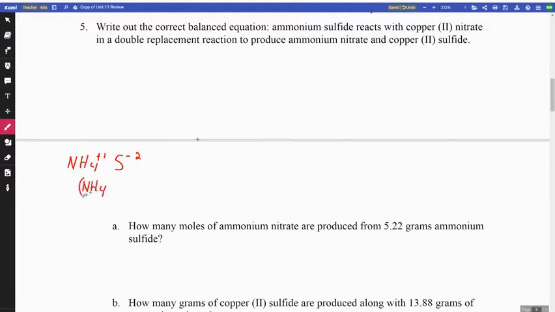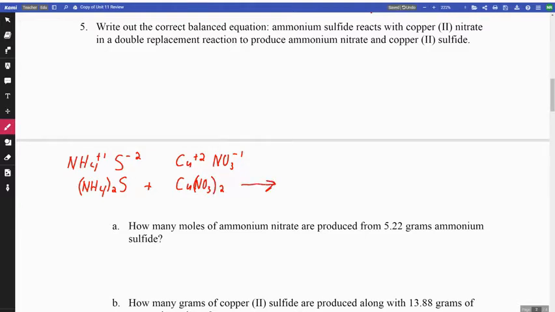NH4 parentheses 2S plus copper 2 nitrate. So copper is Cu plus 2 because it has a Roman numeral 2. Nitrate, you would find that on the charge chart. It is NO3 minus 1. So to balance out those charges, it would be Cu NO3 parentheses 2.